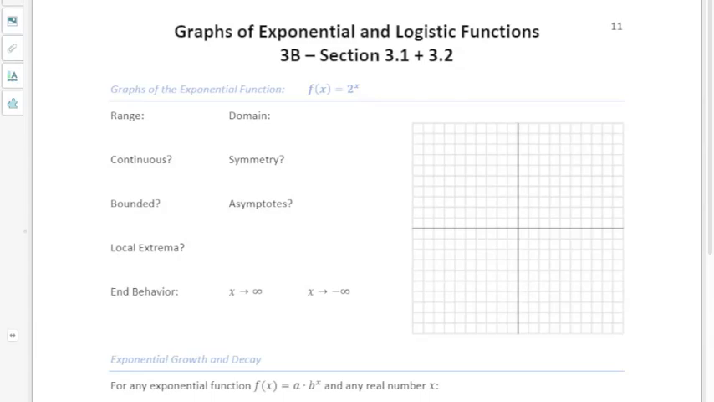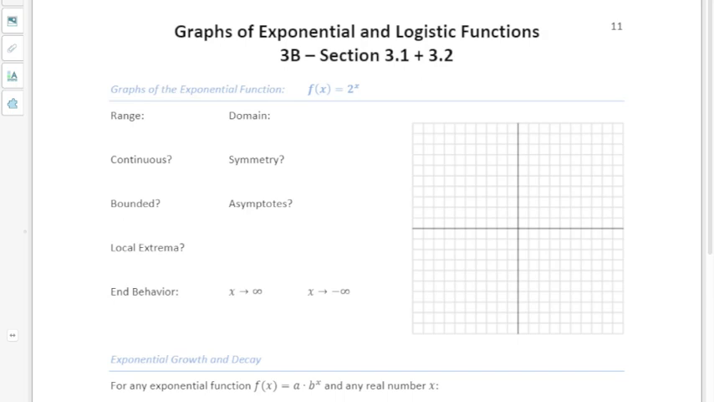Welcome to day 2. We're going to be going over graphs of exponential and logistic functions. So in the last video we went over kind of what exponential and logistic functions were and maybe how to answer some questions that involve them. Today we're going to be focusing just on what they look like, so what their graphs look like.